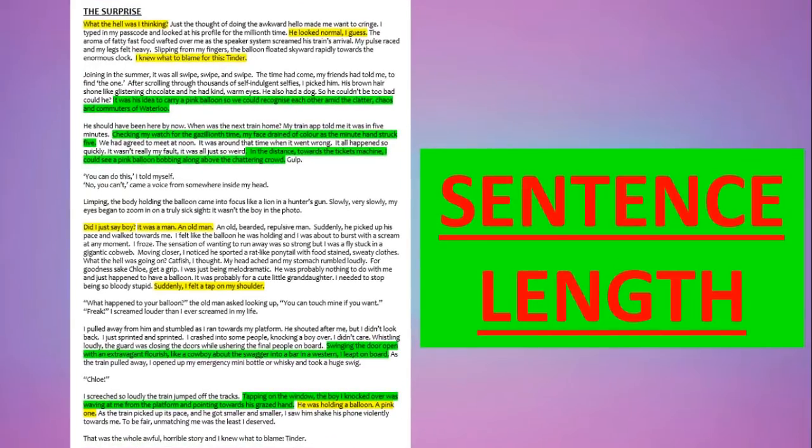Again, all the way through, my yellow are short sentences, my green are long sentences. So I've changed them up all the way through, consistently done long sentences, consistently done short sentences. Again, it's going to impress the examiner. When I wanted to put attention on a sentence, I've made it a short sentence. So for example, when I'm telling the reader my twist at the end that the teenage boy is really the date, I put: he was holding a balloon, a pink one.